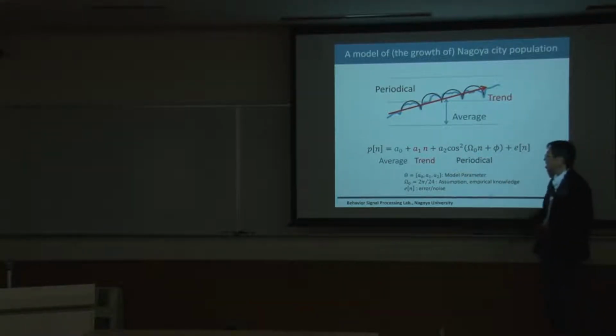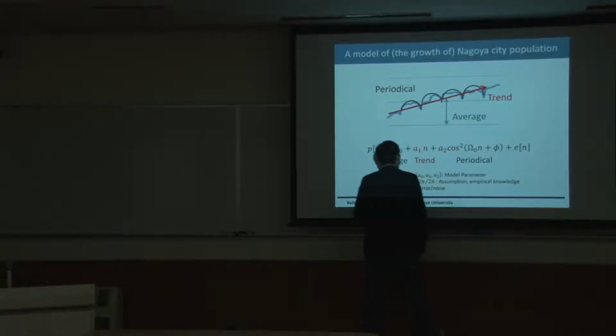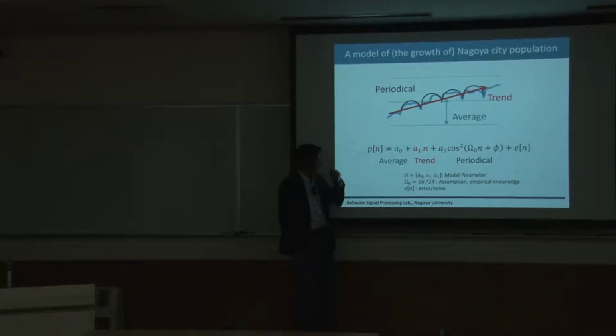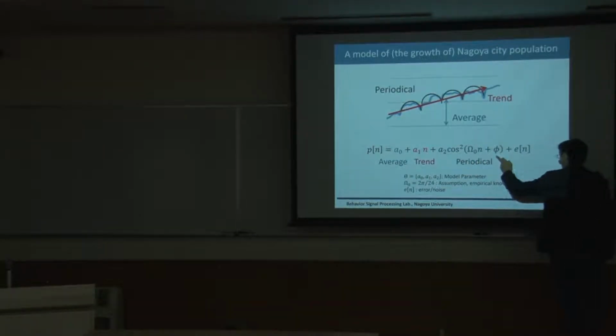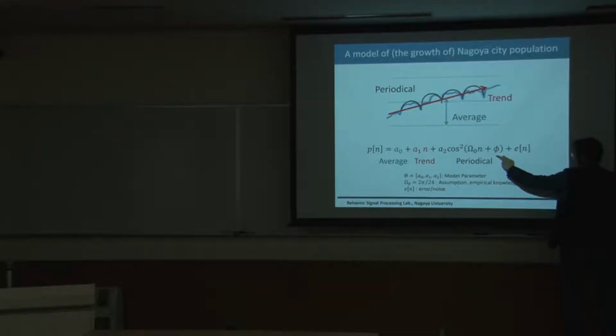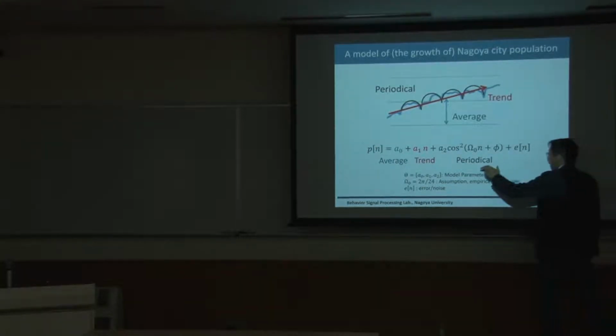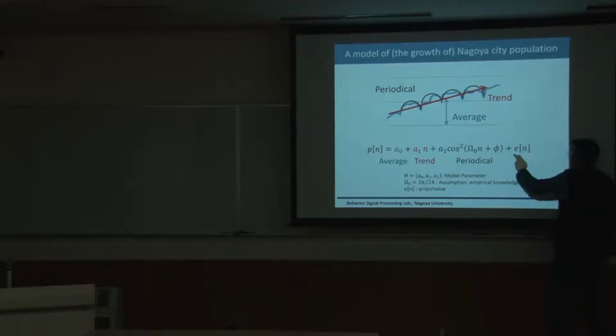But anyway, our problem then becomes the estimation of these 1, 2, 3, 4, 5 unknown parameters, so that the residual error power becomes least.